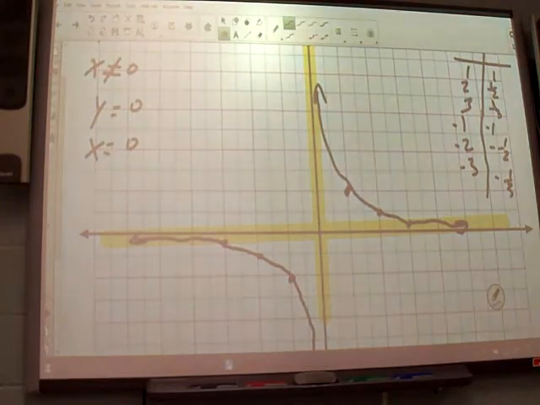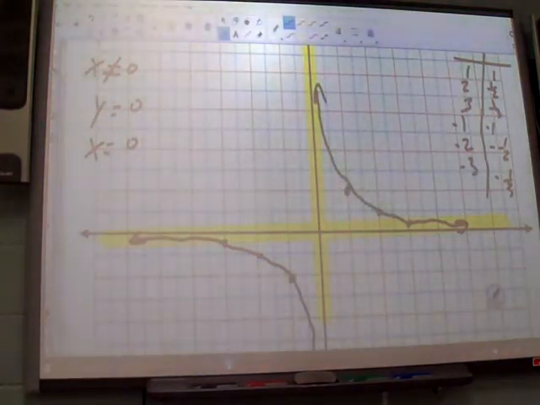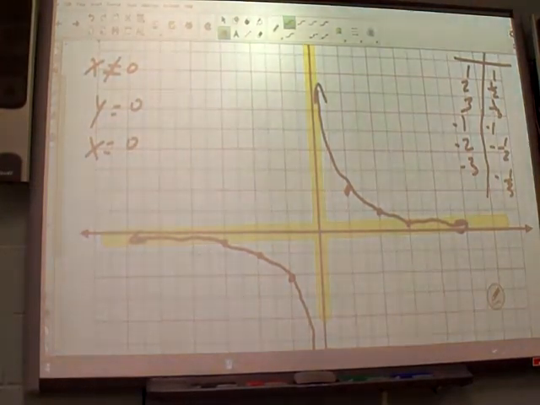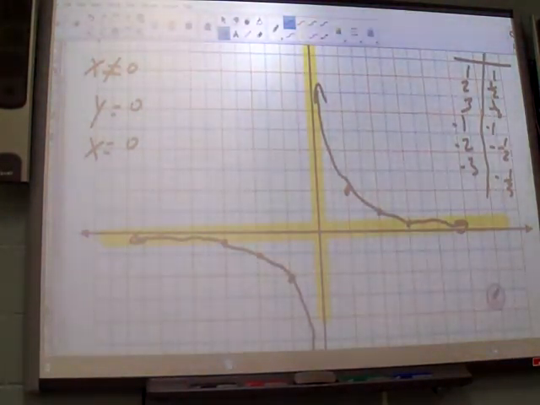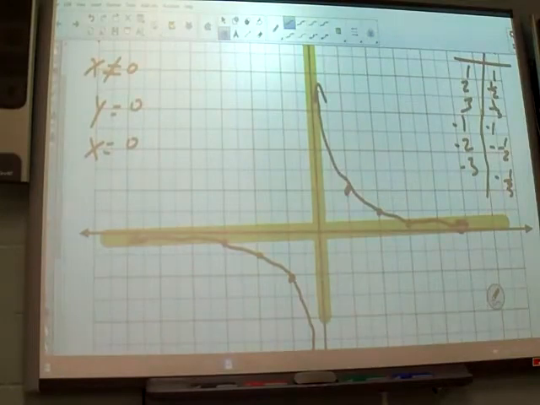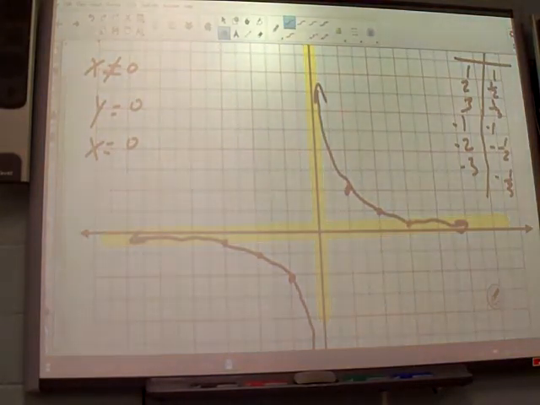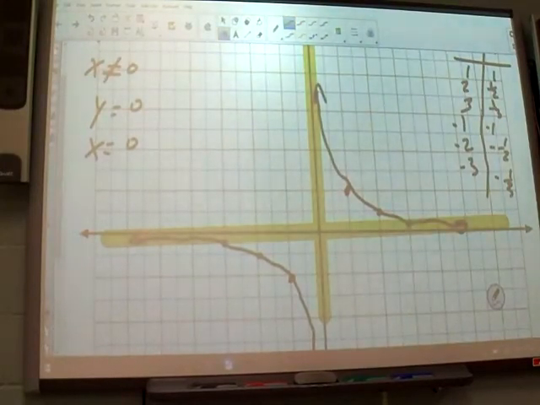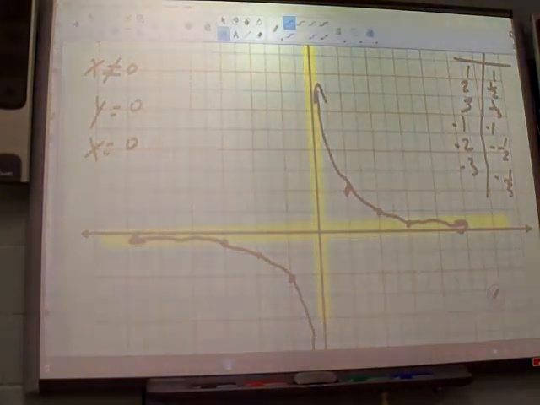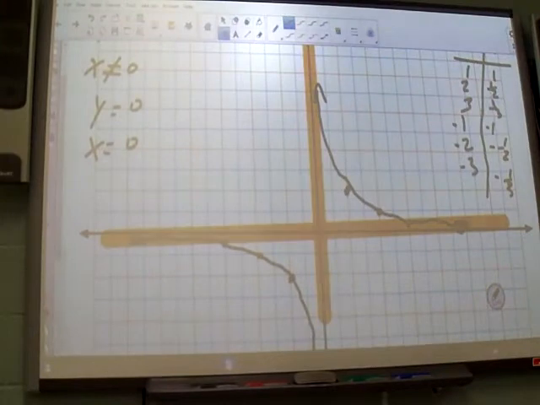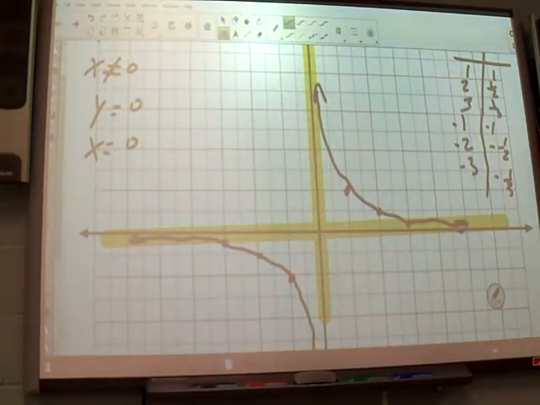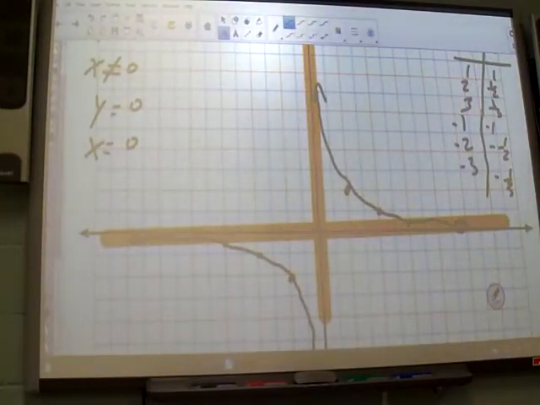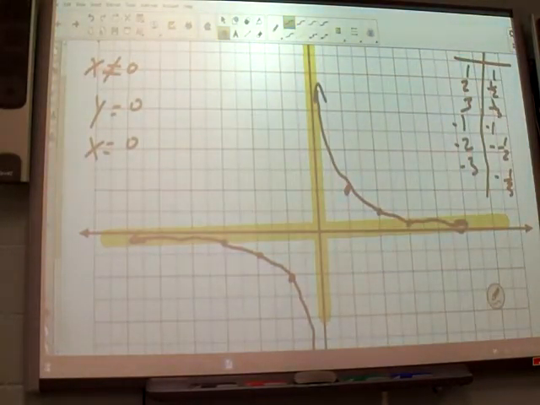Whoop, whoop. You do have to snap at him. Communication is not our relationship. How do you spell asymptote? A-S-Y-M-P-T-O-T-E. Oh my goodness. Oh my goodness.